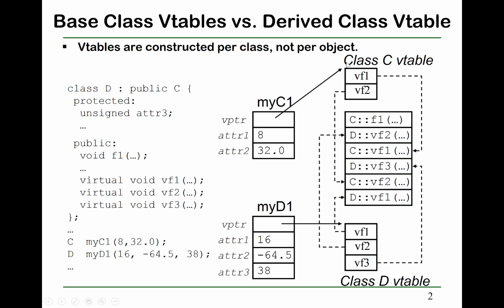Similarly, for class D, this class D inherits from class C publicly. And this class D has three virtual functions, vf1, vf2, and vfc. So its vtable has three entries. The first entry points to the D implementation of vf1, the second entry points to the D implementation of vf2, and the third entry points to the D implementation of vfc.